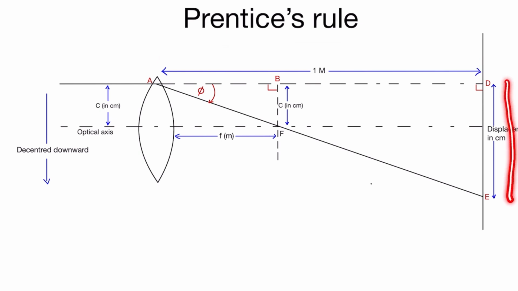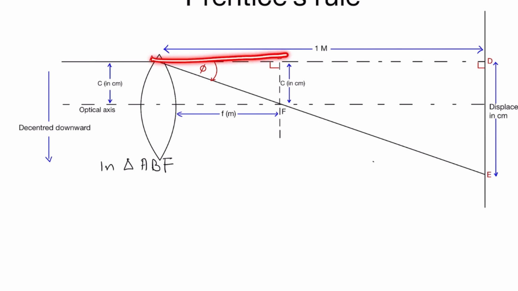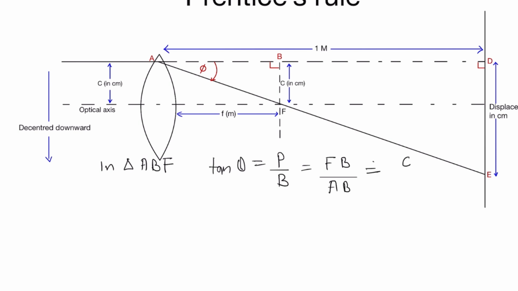If you see this triangle ABF, this is a right angle triangle and there is an angle theta. As it is a right angle triangle, we can apply the tan theta formula. Tan theta is equal to perpendicular by base. The perpendicular in this triangle is FB, and the base is AB, which will be equal to decentration in centimeter divided by our focal length in meter. So this is equation 1 for us.